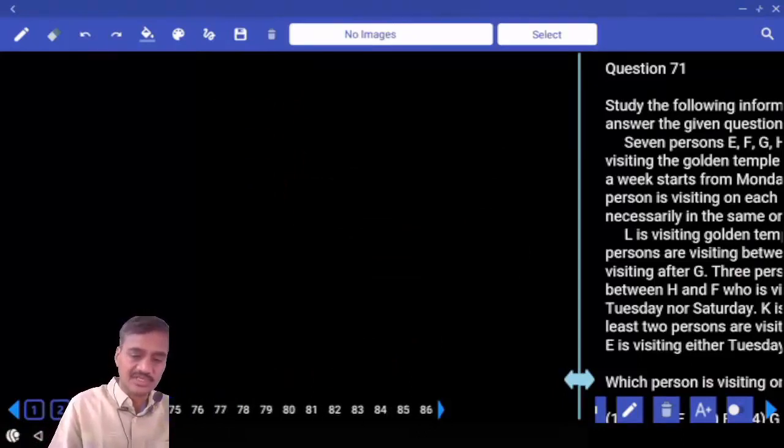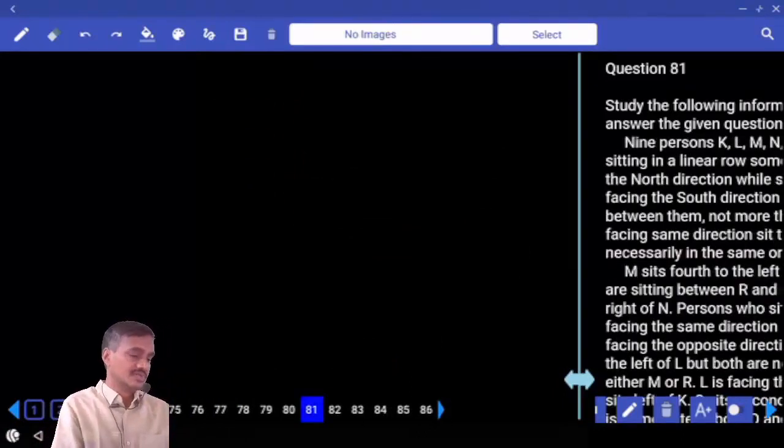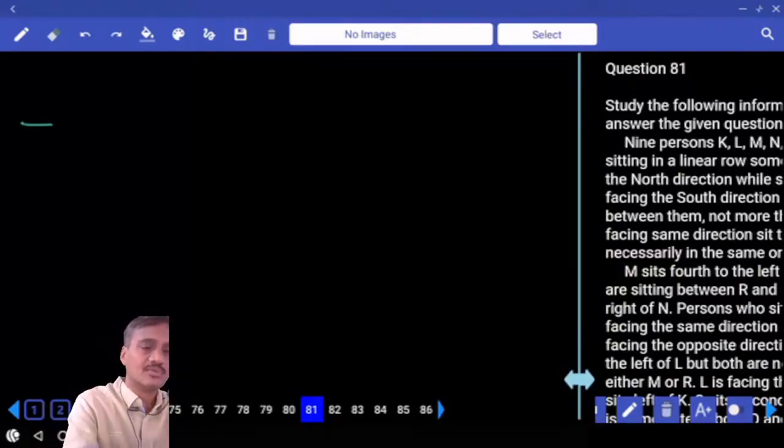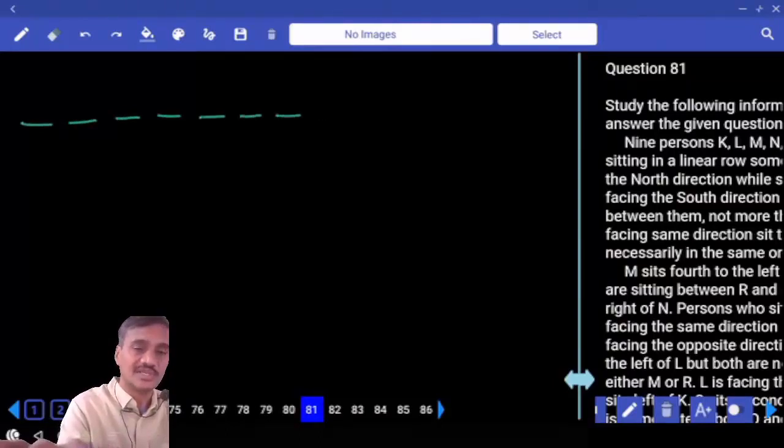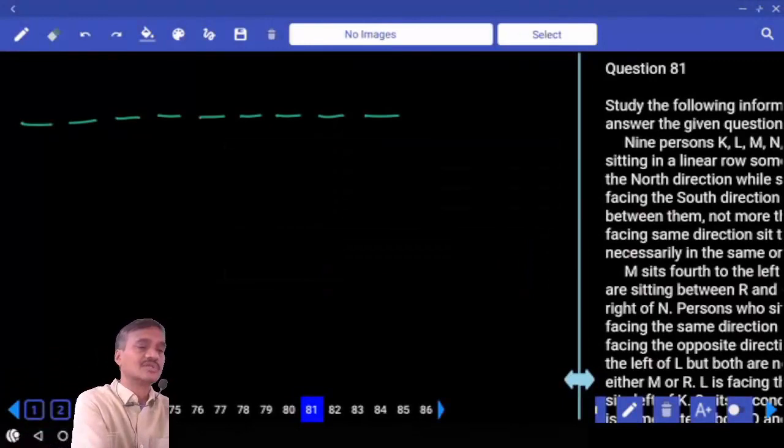Now, question numbers 81 to 85. In this, there are 9 people sitting in a row facing towards which direction? North and south. Some of them are north, some of them are south. 1, 2, 3, 4, 5, 6, 7, 8, 9. Some north and some south is clearly given. 9 persons were there. And coming to condition number 1.